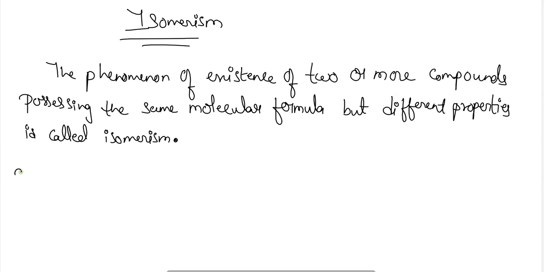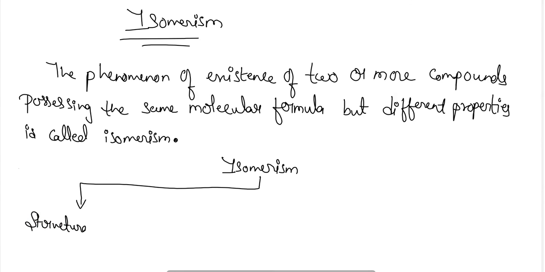Okay, so there are two types of isomerism. If I am going to classify isomerism, then it can be classified into two types. First type is structural isomerism. And the second type is stereoisomerism.